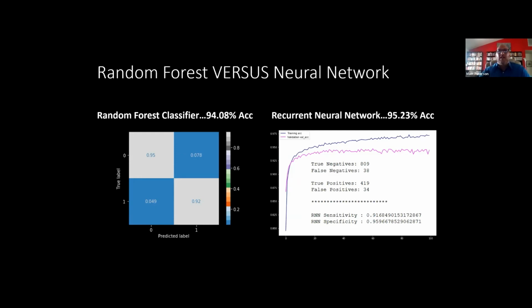As you can see on the right, it's not a confusion matrix. It actually shows the trajectory of our training accuracy and our validation accuracy on an XY axis. The x-axis here is the number of epochs it ran through, and the y-axis is the percentage of accuracy. And we came out with 95% accuracy, 92% sensitivity, and 96% specificity. So it only got better.